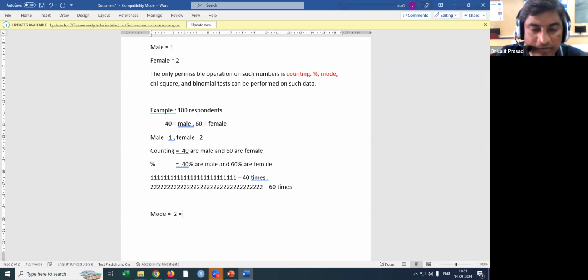And what is the mode? Mode 2 is equal to female. Female means that in the data we have collected, the females are more. So this is the correct thing. So these three things are applicable when your data is nominal.